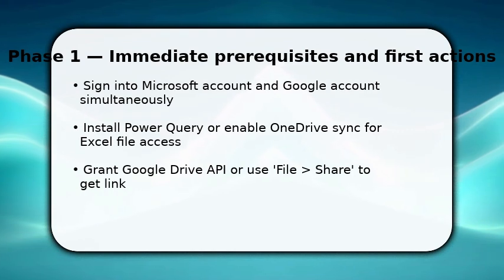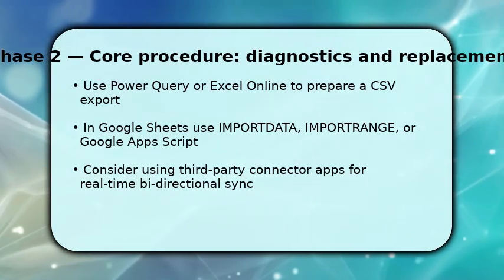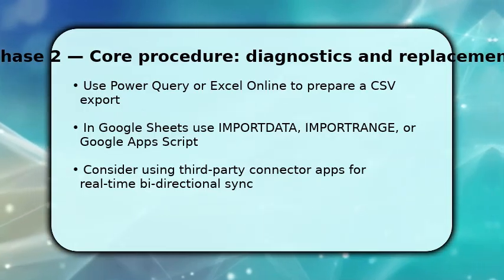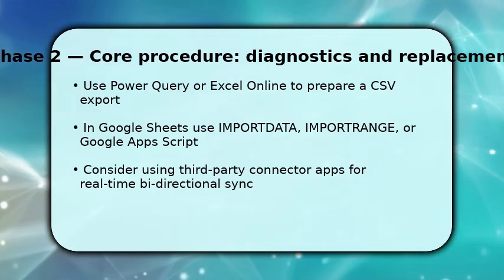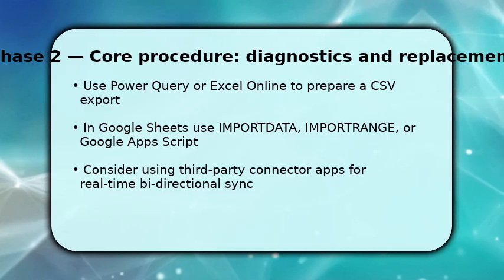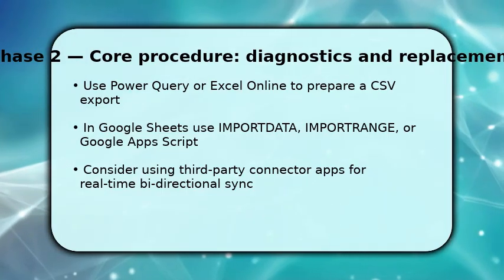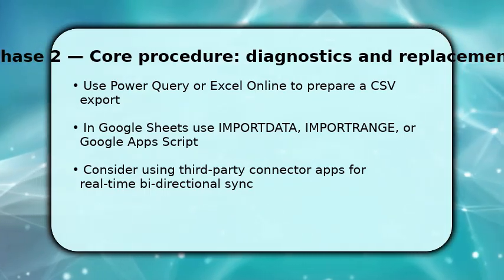Now you'll configure the actual data transfer. If you prefer a simple route, export a CSV via Power Query refresh or schedule an Excel Online flow. Then in Google Sheets, use IMPORTDATA for CSV or IMPORTRANGE for another Google Sheet. For automation, create a Google Apps Script that pulls the file from Drive and parses columns, or set up a connector like Zapier for event-driven transfers.